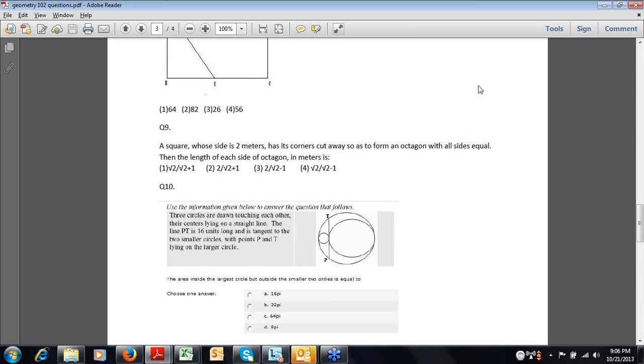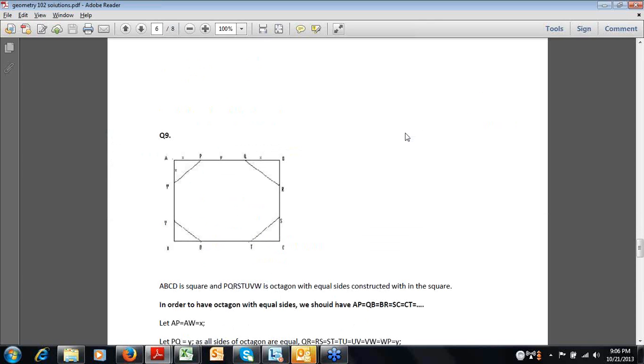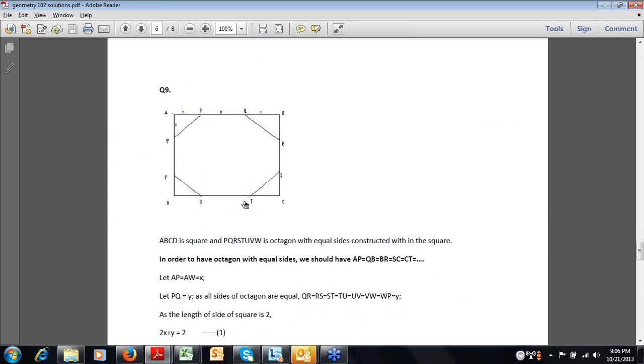Okay guys, time is up. So we'll review question number 9 to 11. Question number 9. A square whose side is 2 meters has its corner cut away so as to form an octagon of equal sides. What is the length of each side of the octagon? Again, an easy question. So this is how the figure will look like.